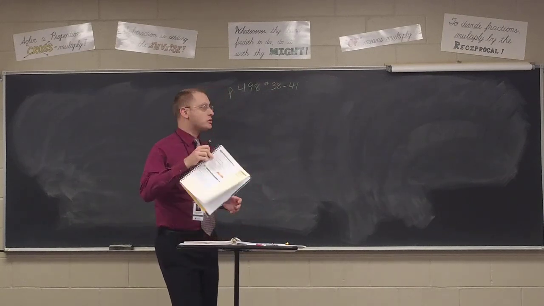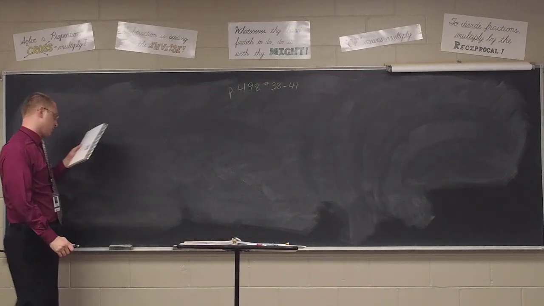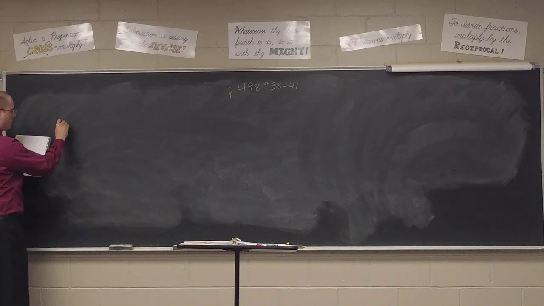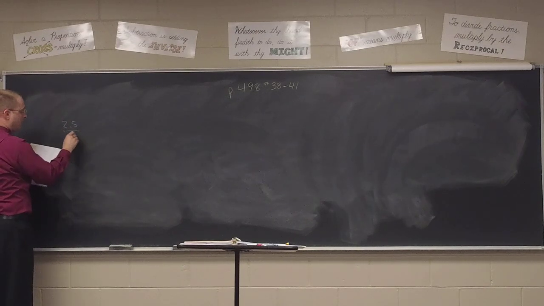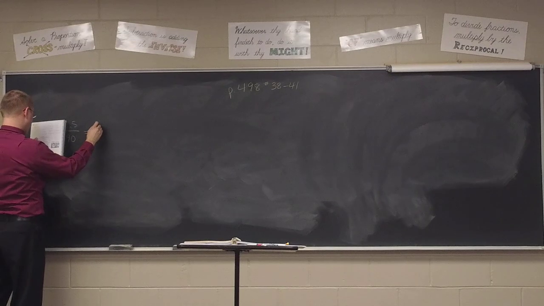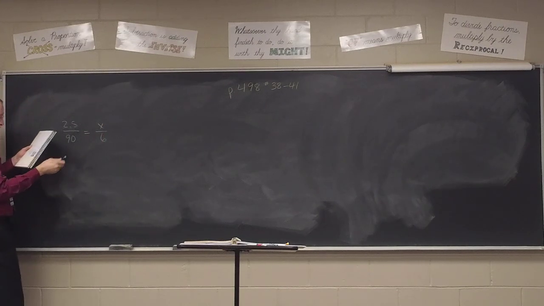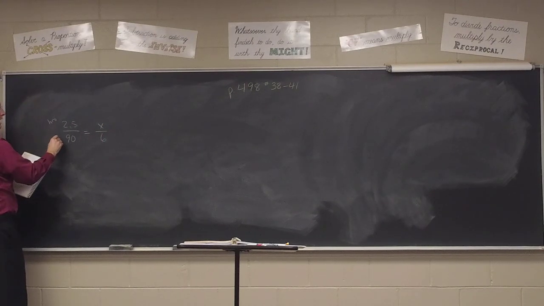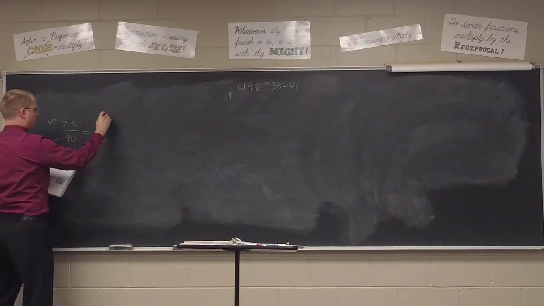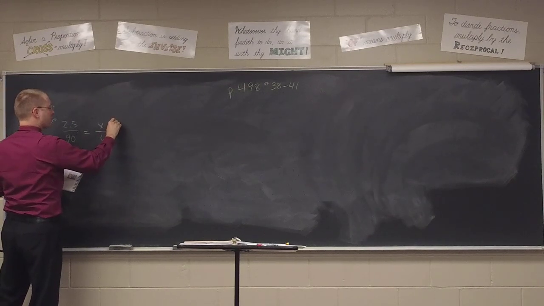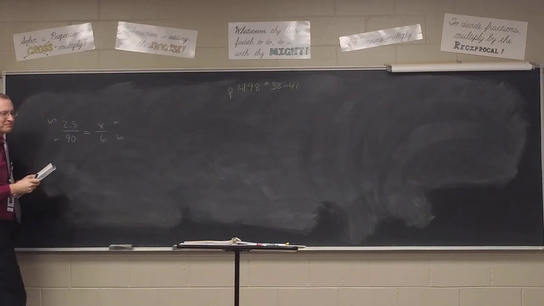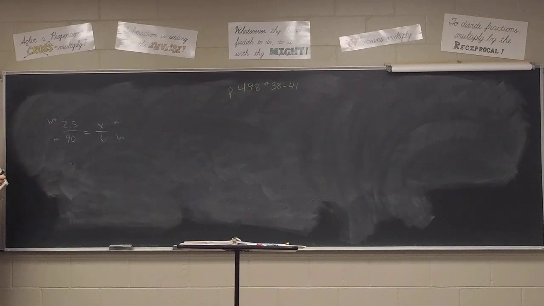Number 38, how did you set up your proportion, Lana? 2.5 hours over 90 hours. Okay. And x over 6 hours. All right, good. So you put hours over miles, and you put miles over hours? I don't know, but I think I got the right answer.